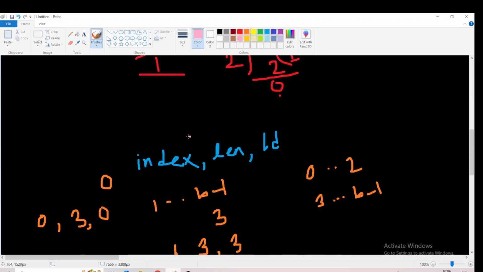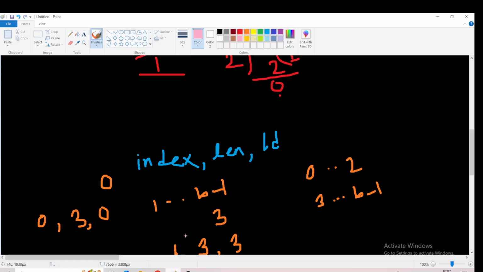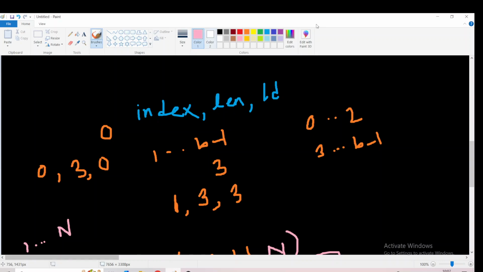I hope you get it. Now I'll explain the code, which will be better. I have taken another extra parameter, which I will also explain in the code. Now let's jump into the recursion part. Initially, the recursion has four states: the first is I, the index, the next is length, the third is last digit, and this flag is for strict or not. I have explained in my previous digit DP videos that we take one flag for strict or not. So what does this strict flag mean?